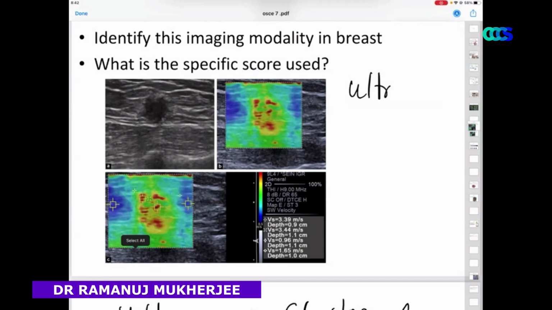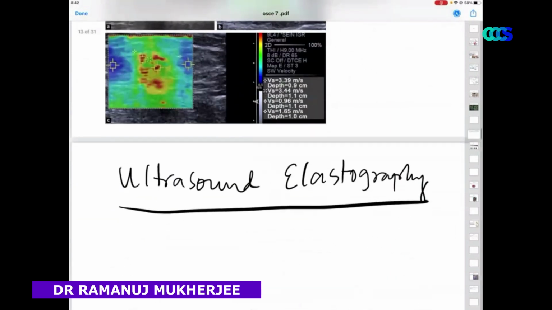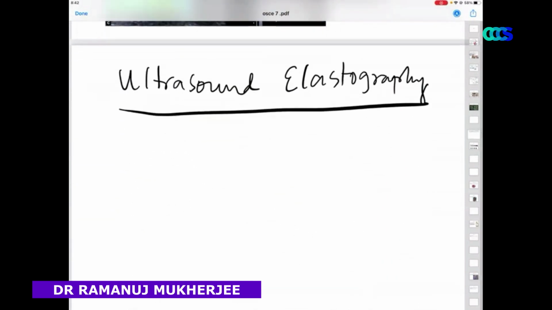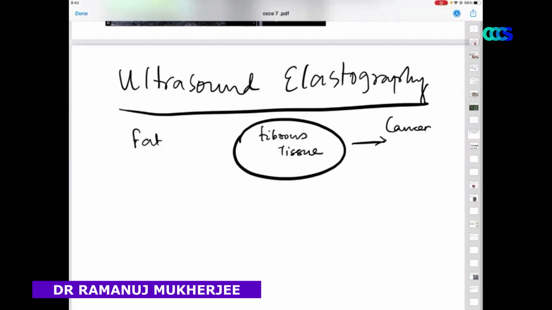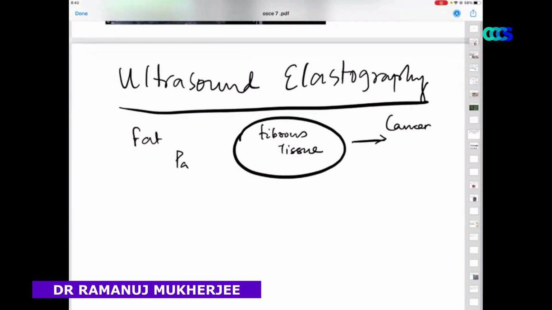That is going to be a malignant tissue. So definitely remember that in the elastographic world, the basic idea is that fat is soft and cancer is very stiff. So if fat is soft and cancer is very stiff, a fibrous tissue definitely will inch more close towards this point, whereas the normal parenchyma of the breast will go more towards the fat side.